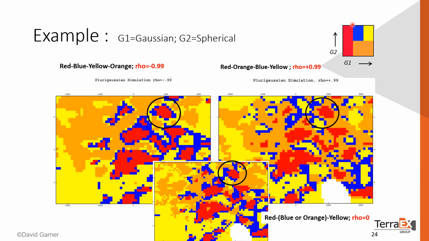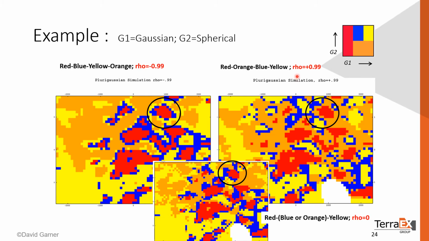Here's that same transition rule set, and here it's with a zero correlation coefficient. They're independent. And it's showing that red facies in this circle, it illustrates that it can transition into blue or into orange, and doesn't really touch the yellow. The yellow is separated. And so we see that as the dominant feature. The red is encased in either blue or orange.